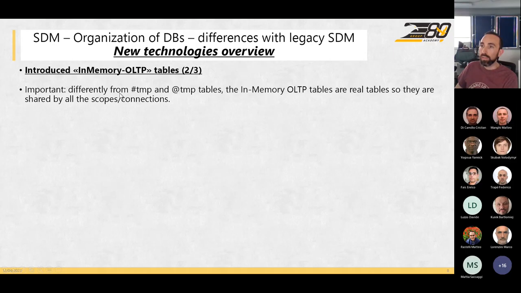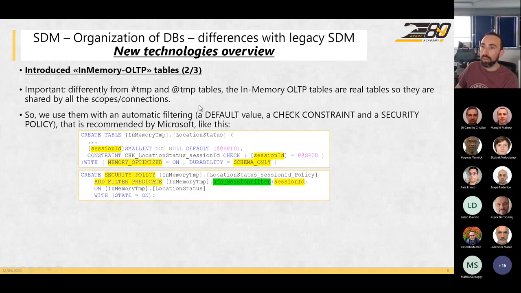So an important difference, as I already anticipated, is that the in-memory OLTP tables are real tables, and they are not like local variables, no? So they are shared by all the scopes and connections. They are not created on the fly, and they exist always from the moment of the creation of the database. So how do they work?